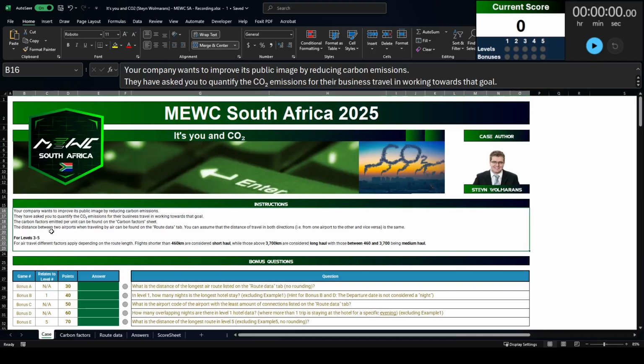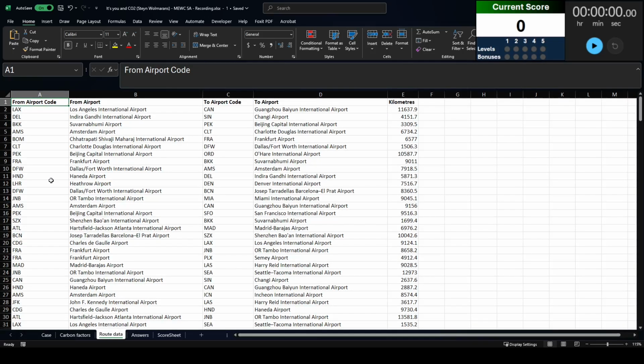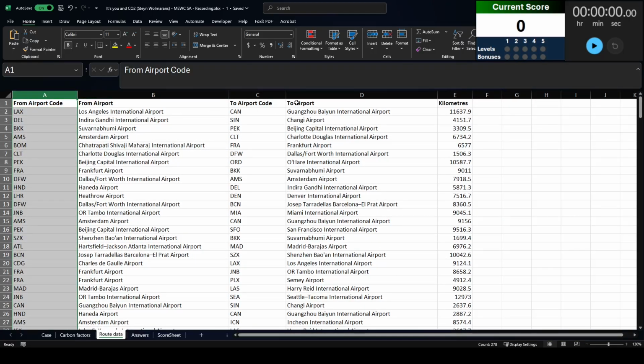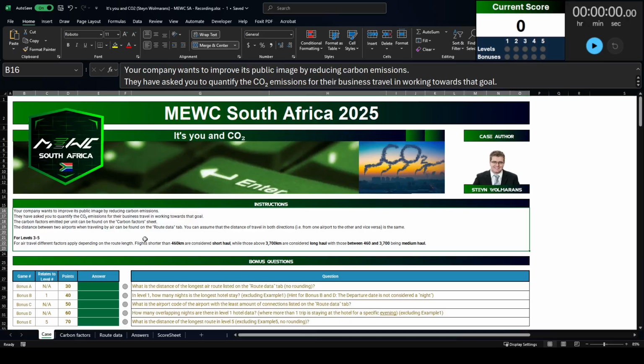The distance between two airports when traveling by air can be found on the route data tab, which is this one right here. Let me zoom in a little bit so you can see that a bit better. So we have from airport to airport, the distance in kilometers. You can assume that the distance of travel in both directions, i.e. from one airport to the other and vice versa, is the same.